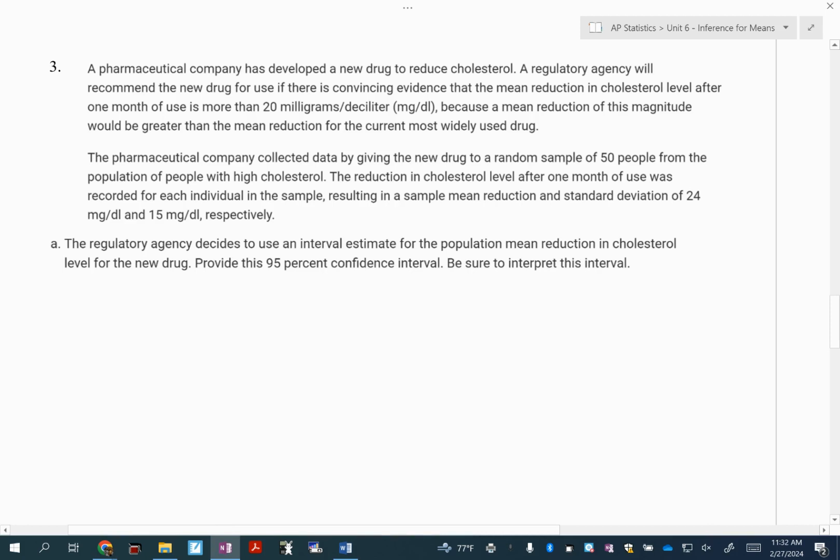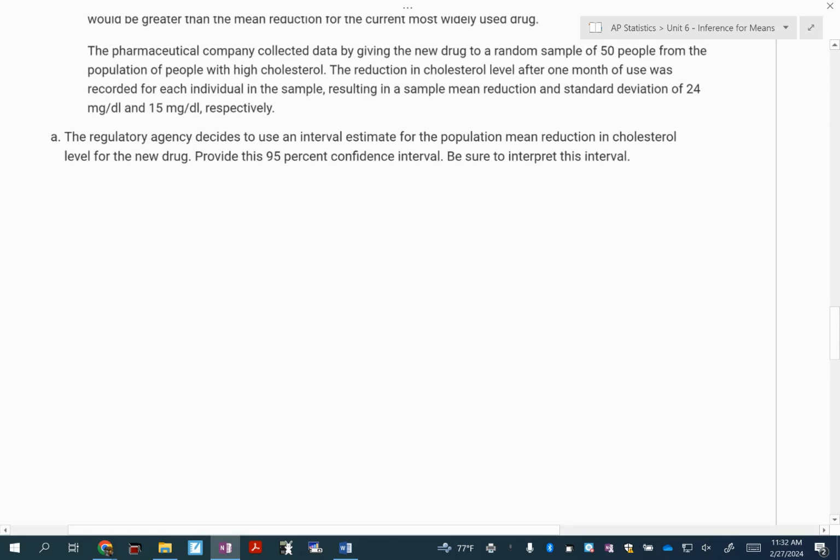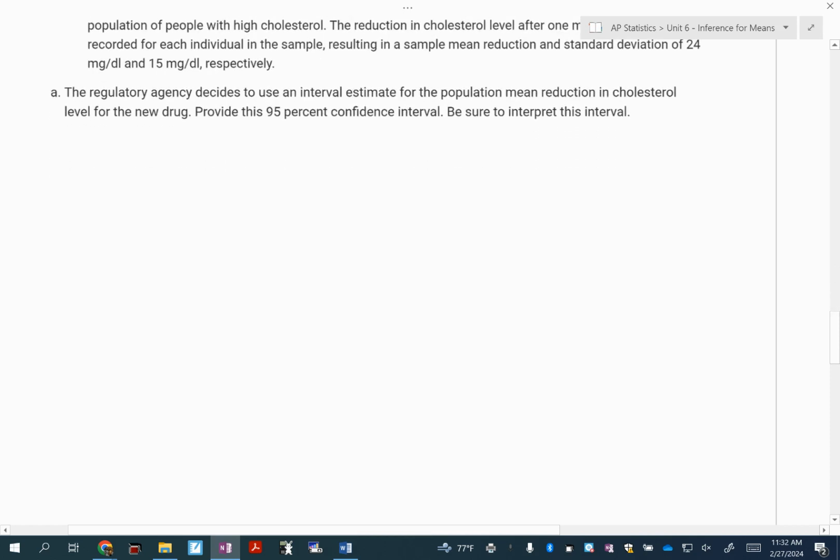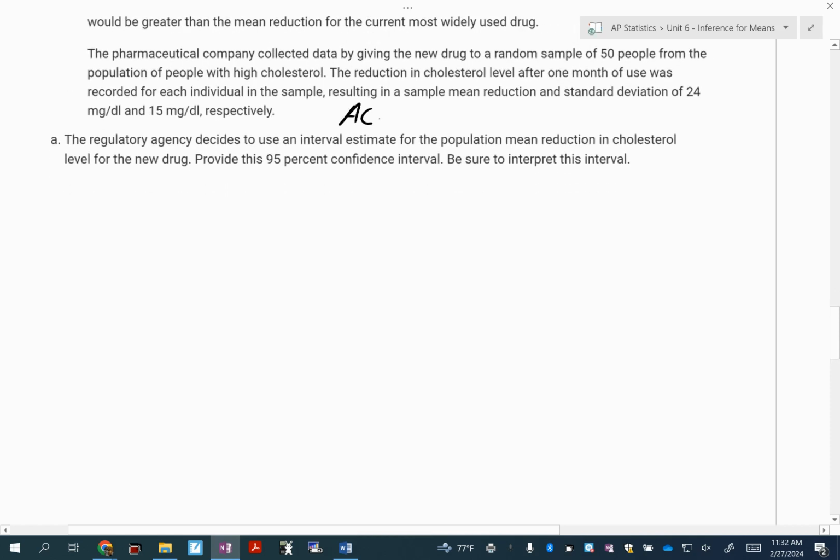Hopefully you've read what's happening in this question. The first question, part A, says to provide this 95% confidence interval and be sure to interpret it. So whenever I see to run a confidence interval, I'm going to be thinking my acronym ACMC, which stands for assumptions, conditions, mechanics, and conclusion.